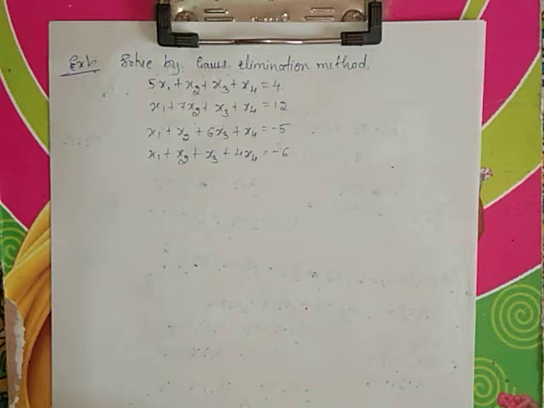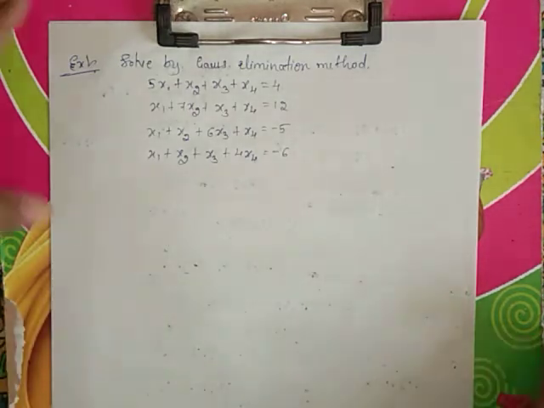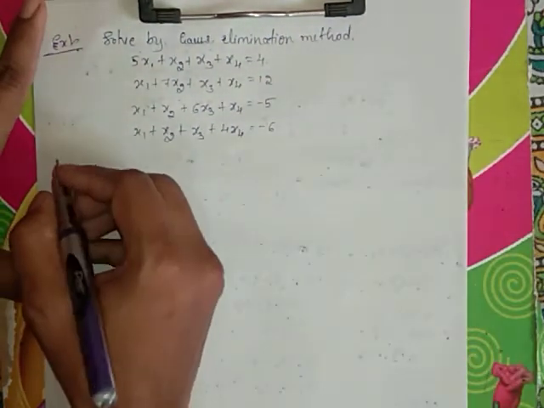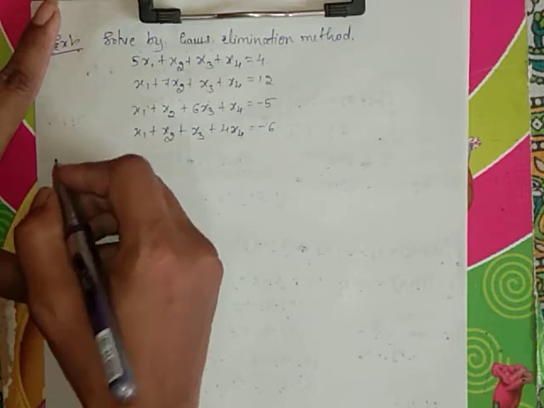Equations are, I am repeating once again, 5x1 plus x2 plus x3 plus x4 equal to 4, x1 plus 7x2 plus x3 plus x4 equal to 12, x1 plus x2 plus 6x3 plus x4 equal to minus 5, x1 plus x2 plus x3 plus 4x4 equal to minus 6. So we have to solve this by the method of Gauss elimination.